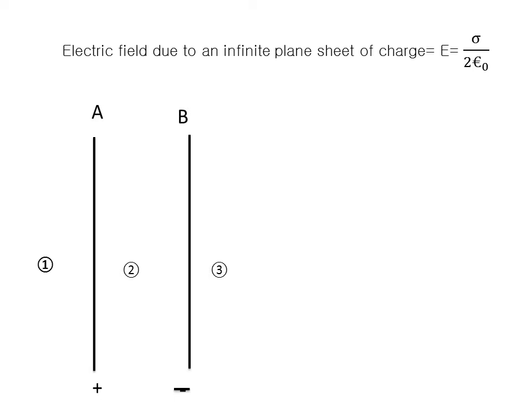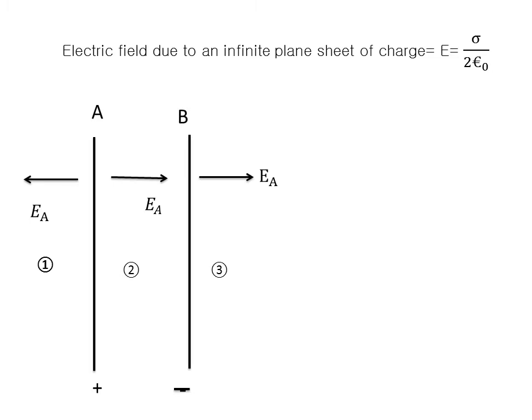Here we have two plates A and B. One is positively charged and the other negatively charged. We have to find the field due to A and B in the region around them. We have divided the region around the two plates as 1, 2 and 3. First we will find the electric field due to A. It is positively charged, so field lines point outwards. So EA is drawn pointing outwards in regions 1, 2 and 3.